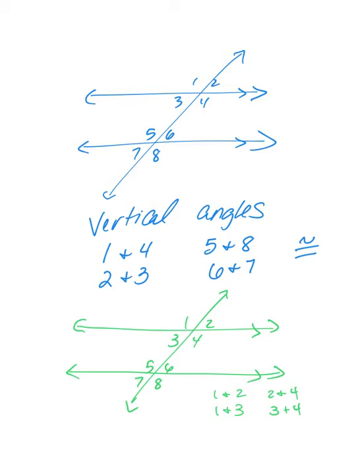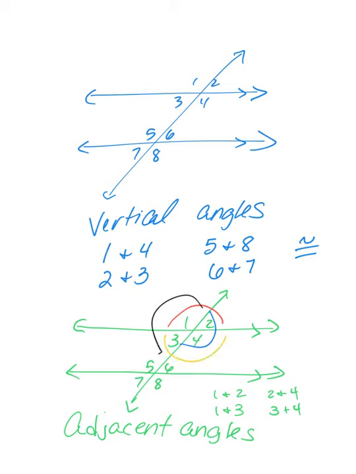And what do we know about those angles? Do you think 1 and 2 are equal, or do they add up to 180? So adjacent angles, since they're next to each other, we know that they add up to 180. So those two add up to 180. Those two add up to 180. These two add up to 180. And these two add up to 180. Got it?